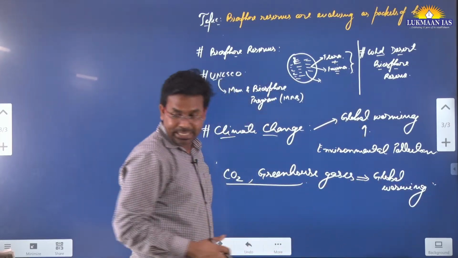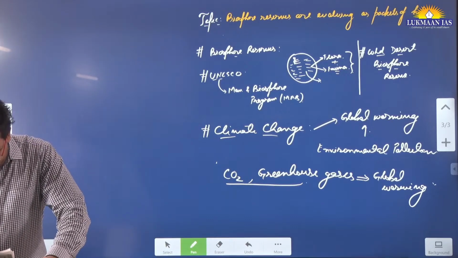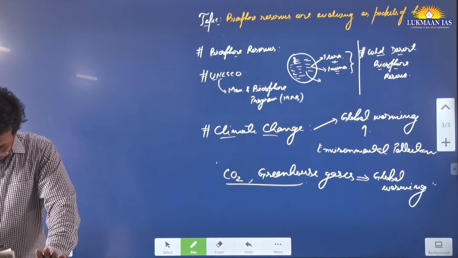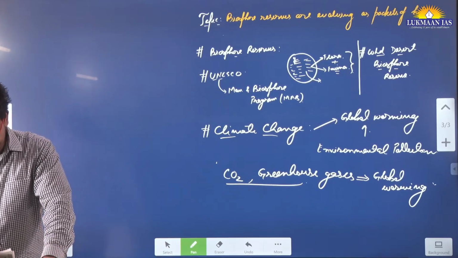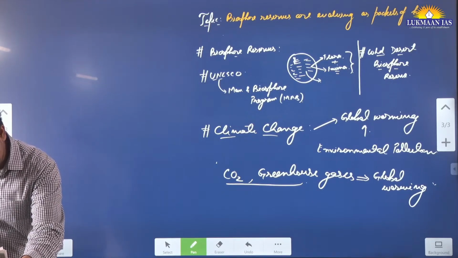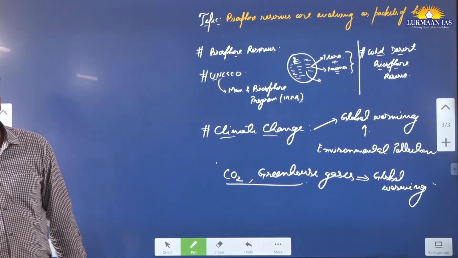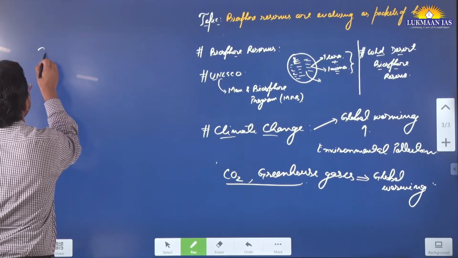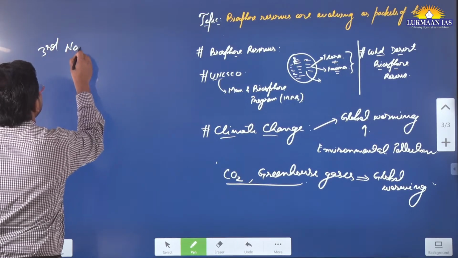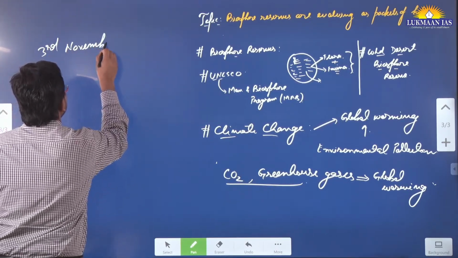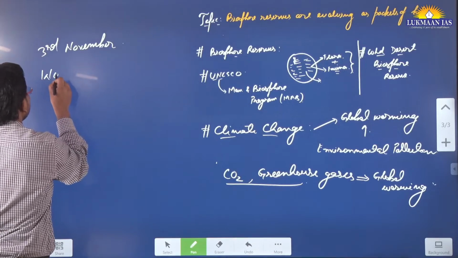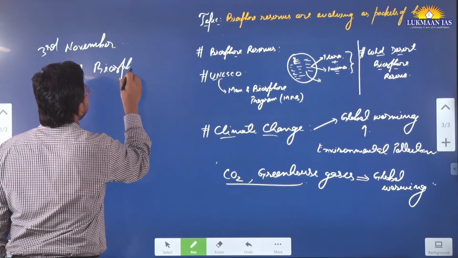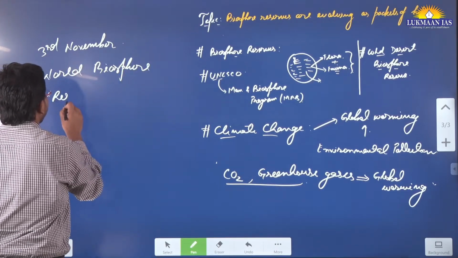In this article they have said that on the second anniversary of the World Biosphere Reserve Day, November 3, it is important to reflect on the progress made in conserving and sustainably using these vital ecosystems. So 3rd November is celebrated as World Biosphere Reserve Day.